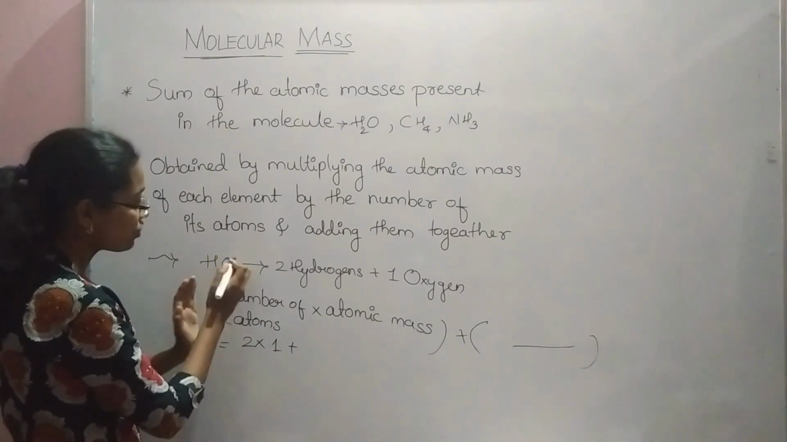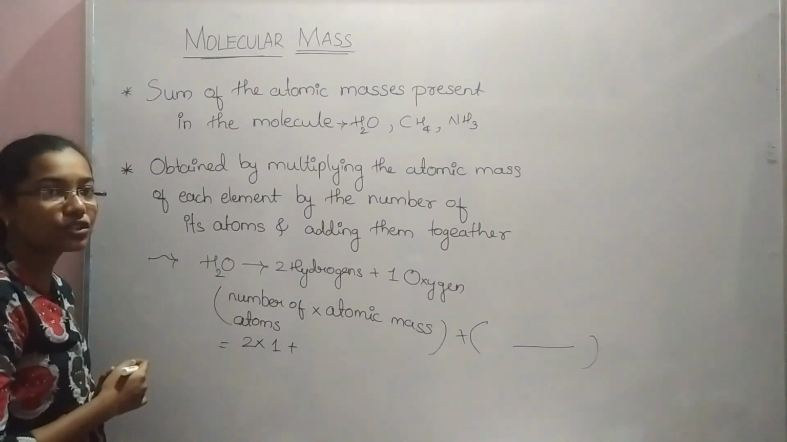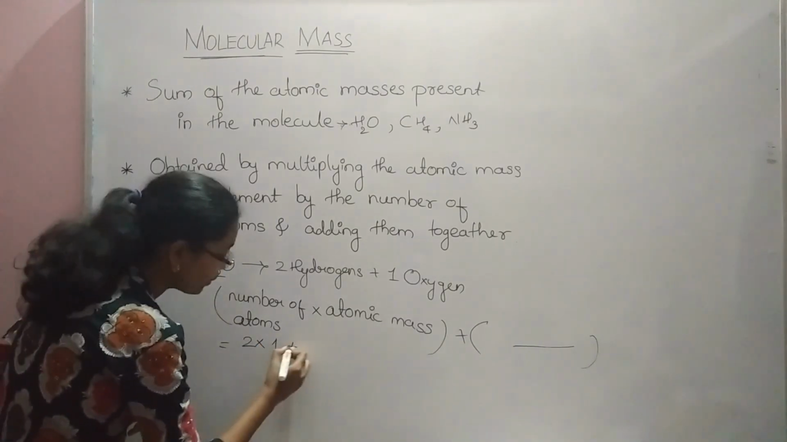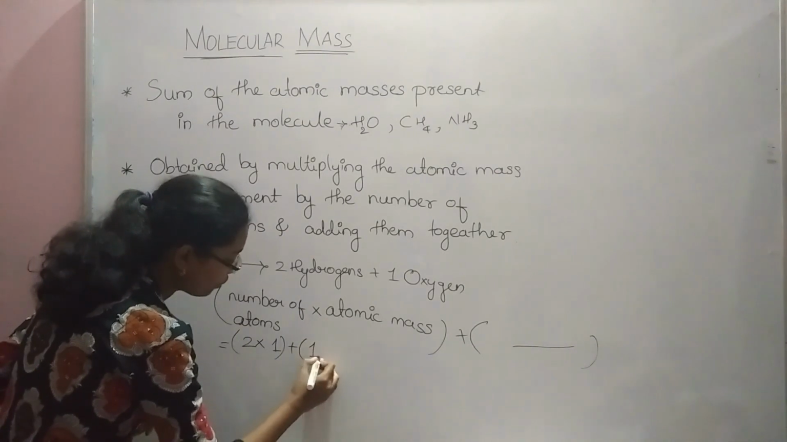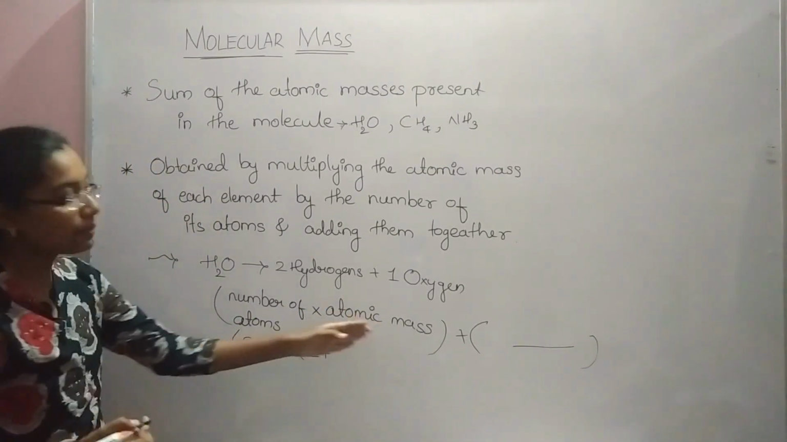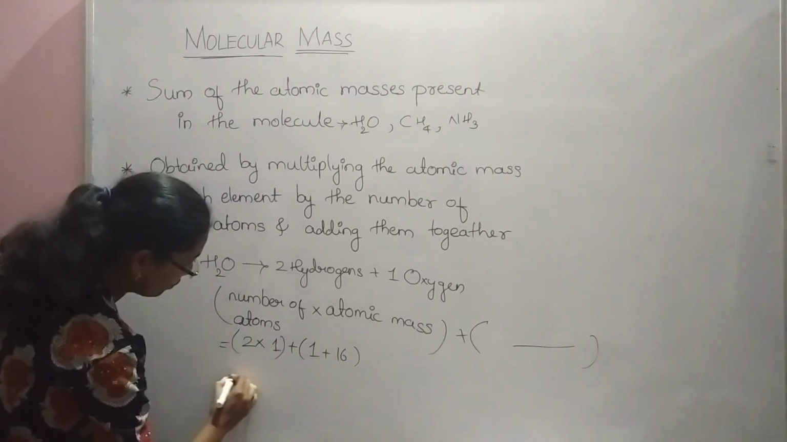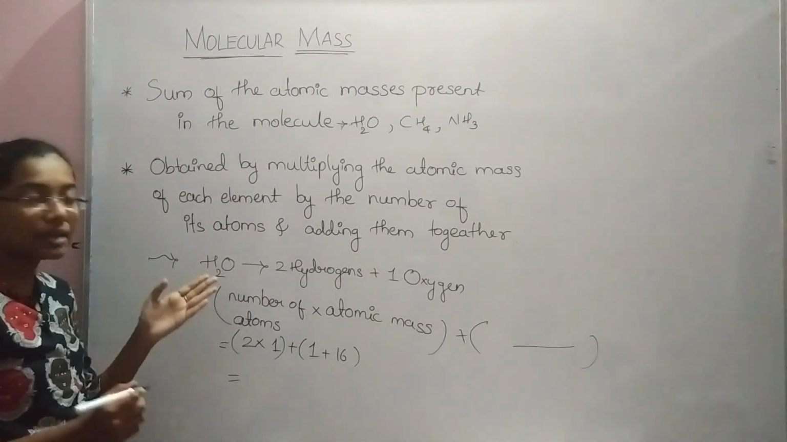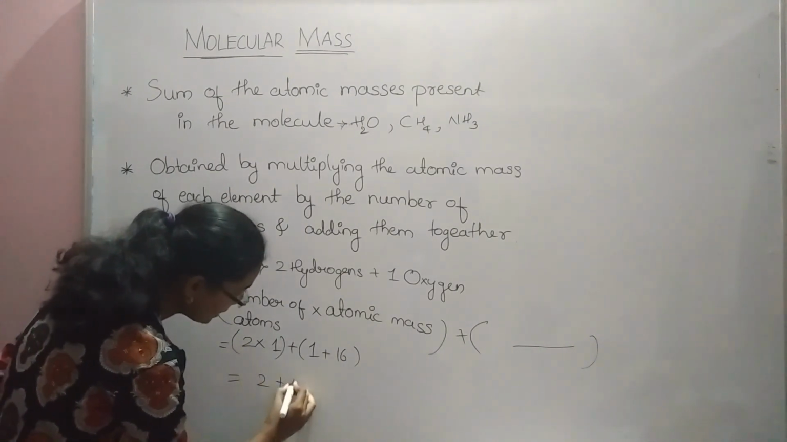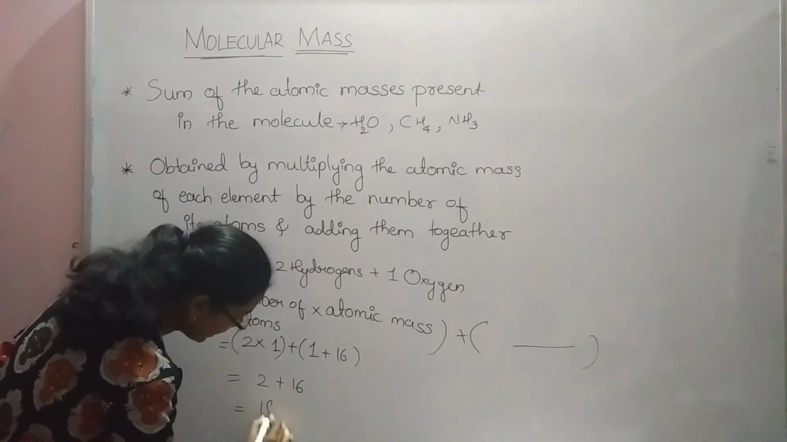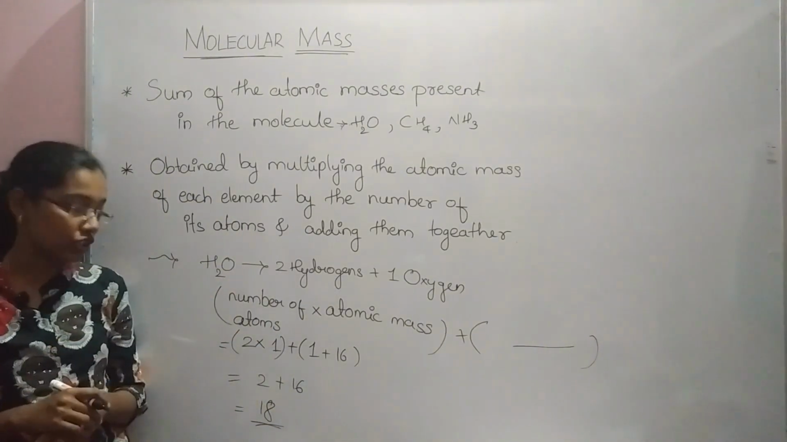Now let us see oxygen. What is the number of atoms of oxygen in the H2O molecule? That is 1. So it is 1 oxygen into, what is the atomic mass of oxygen? That is 16. So what is the molecular mass of the H2O molecule now? 2 plus 16, that is 18. 18 is the molecular mass of the H2O molecule.